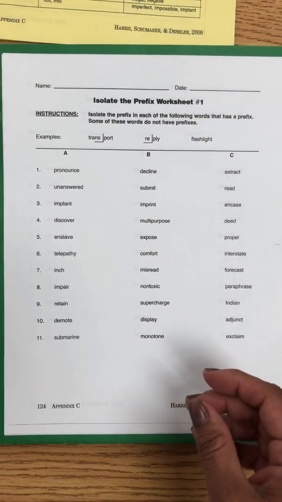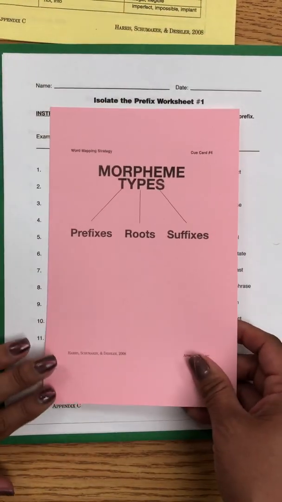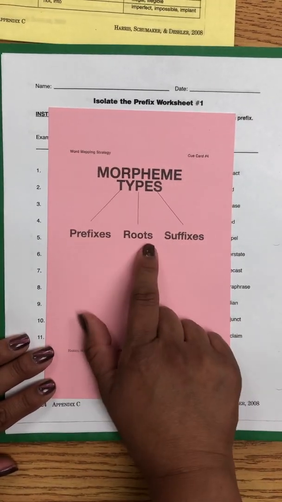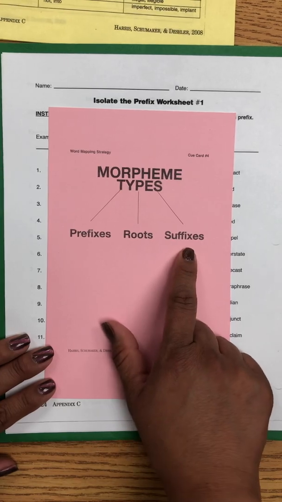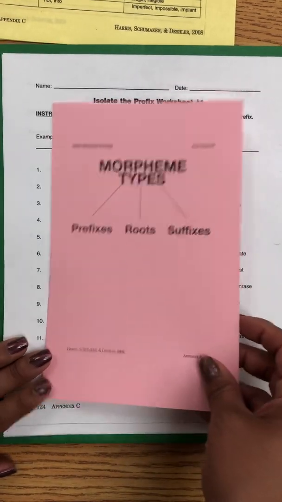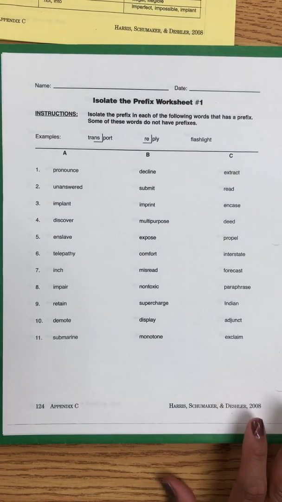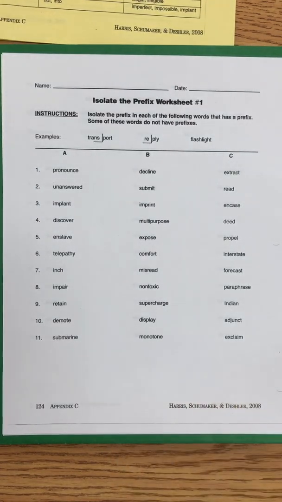Okay. And then we briefly talked about the morpheme types, which are prefixes, roots, and suffixes. And today we are going to only focus on prefixes and compound prefixes. So when you're looking for the prefix of a word, you also need to be sure to check that there aren't 2 prefixes at the beginning of the word, because that would be a compound prefix.